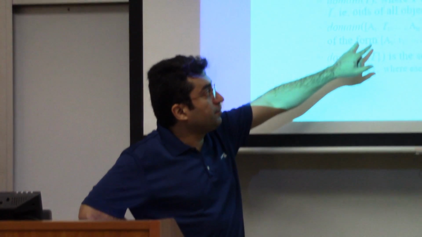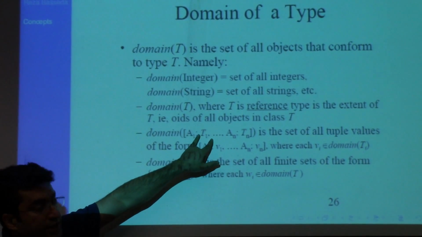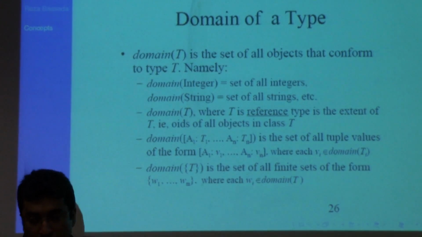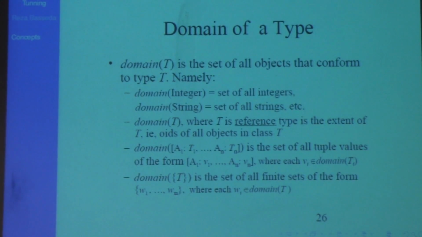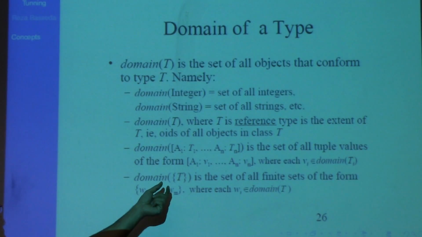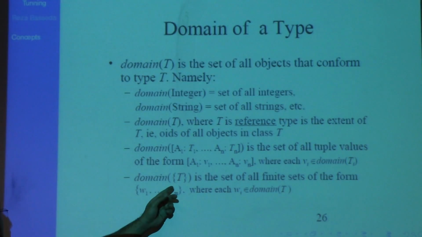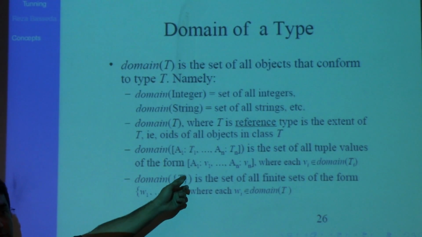So the domain of the tuples, for attributes A1 to An, is the set of all of the possible tuples we can create with the domains T1 to Tn. Okay. So, what is the domain of the set of type T? All of the subsets possible to build with values of type T, right?